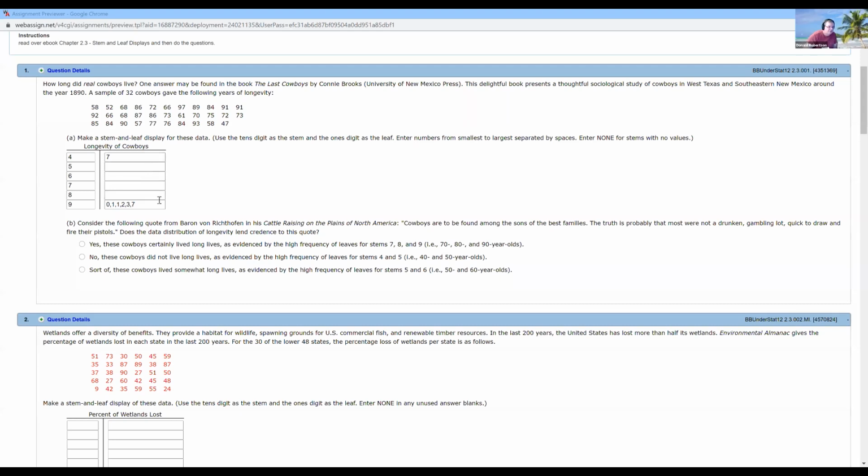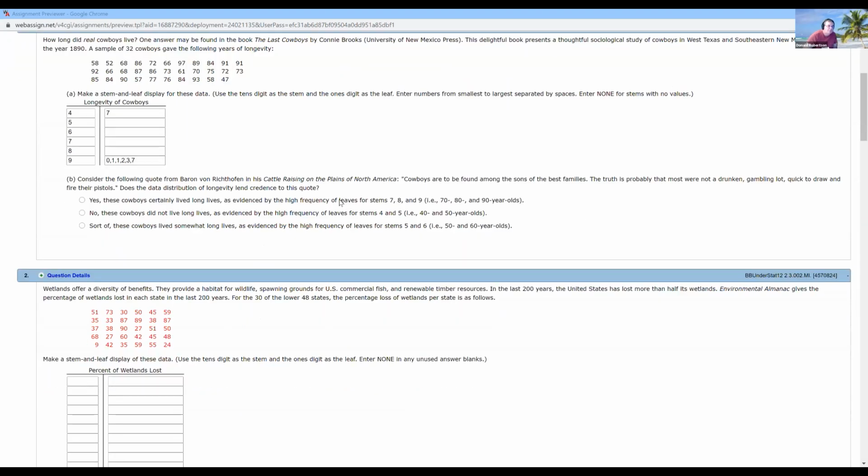So there we are. Right, can you imagine finishing this guy off? So it then goes on to part B then. Considering the following quote from Baron von Richthofen. Is that the same guy from the First World War fighter pilot? You remember Baron Richthofen? In the cattle raising on the plains of North America, cowboys are to be found among the sons of the best families. The truth is probably that most were not drunkards, gamblers, or quick on the draw with their pistols. Does this data distribution of longevity lend credence to this quote?